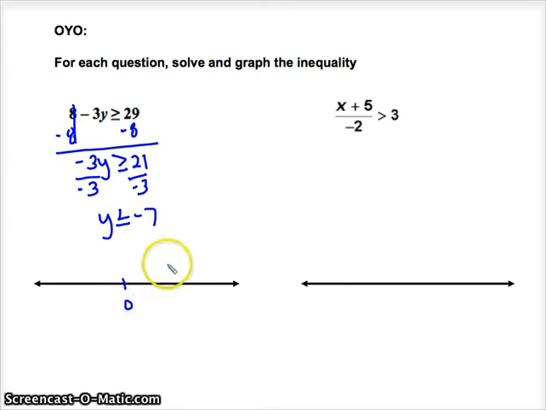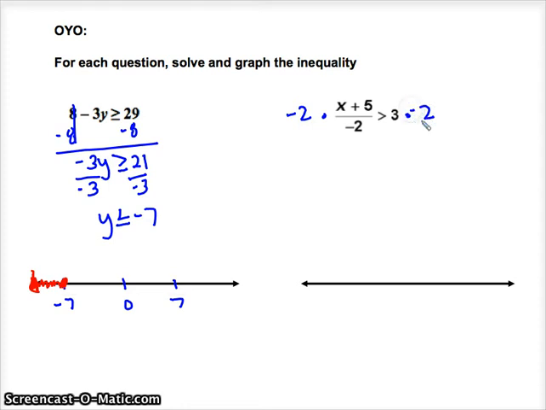All right, on to the graph. 0, 7, and -7. I'm going to be putting a closed circle at -7, and y values are less than, so I'm shading all the values less than -7. Last one, let's see how you did. To start off, I need to get this 2 out of the denominator. Everything is being divided by 2, so I need to multiply both sides by -2.